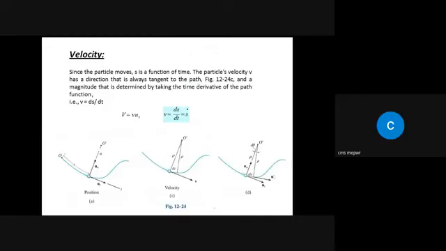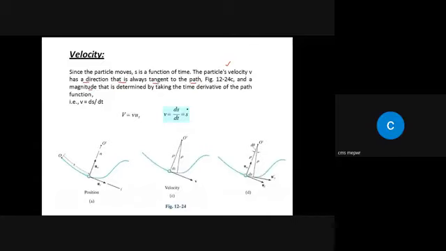And we also know that the particle velocity v has a direction, and what information we have about that direction is that it is always tangent to the path. And the magnitude of that velocity can be determined by taking the derivative of displacement. So velocity has two things, direction and magnitude. The magnitude can be defined by taking the time derivative of displacement, and the direction we can get by finding the tangent to the curve at that specific point where we want to find the velocity.